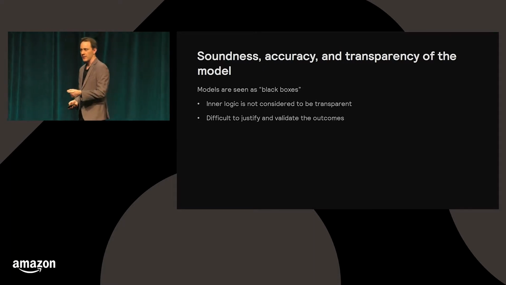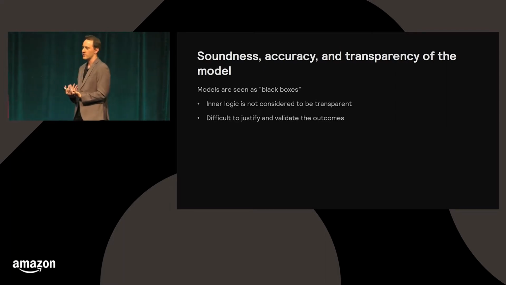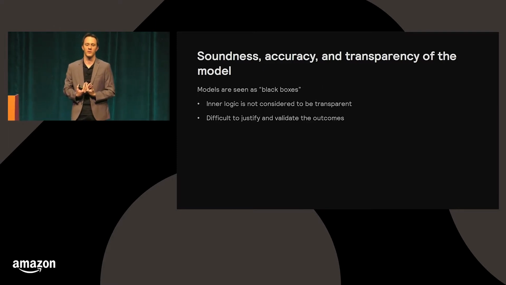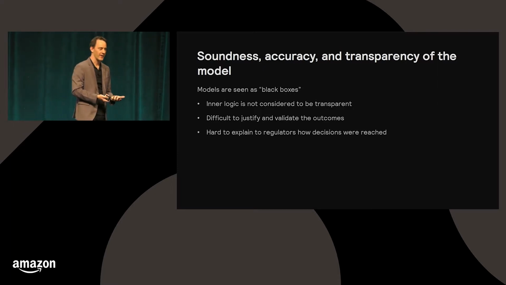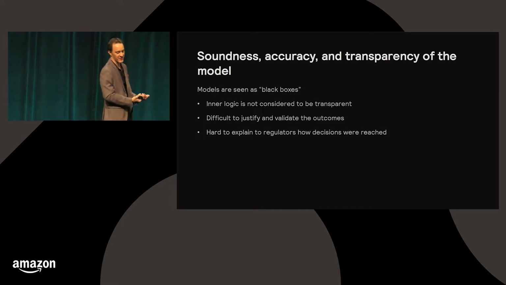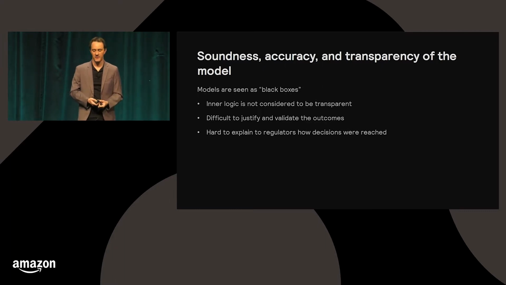That would take them to a difficulty on justifying and validating the outcomes from those models. So if it's not transparent to me, how do I make sure I understand what are the results that come from these models and inferences? They're highly regulated, so they have to explain this to regulators, how decisions were reached and how those outcomes came to be.